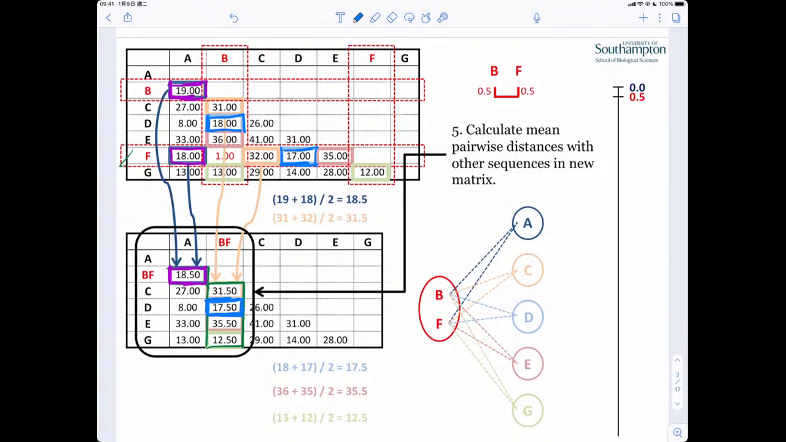Okay, we have a new cluster which is B and F. Their distance is 0.5. And we have a new matrix right here.